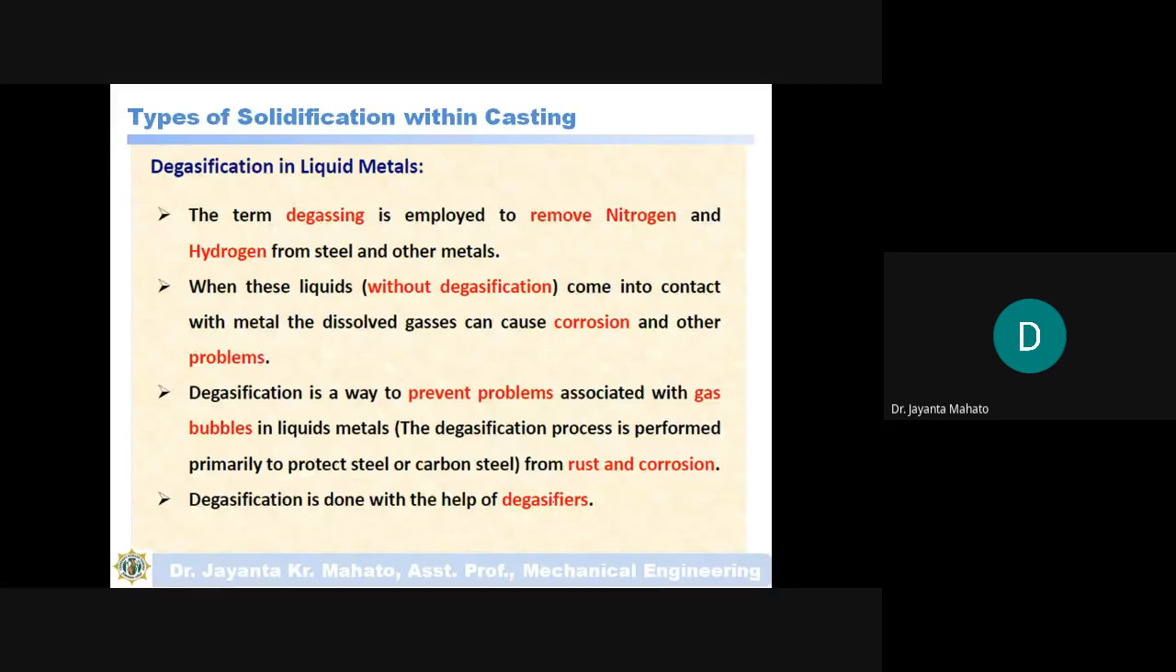So degasification is a way to prevent these problems associated with the bubbles in the liquid metal. And if there is a gas in the molten metal, then bubbles will form, and ultimately these bubbles will make a porosity in the cast product, and casting defects will form. That's why we have to prevent these problems and remove those gases. So this technique is called the degasification of the liquid metal. Degasification is done with the help of a degasifier.